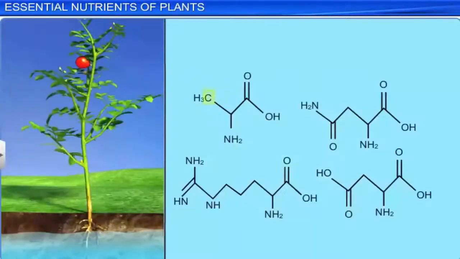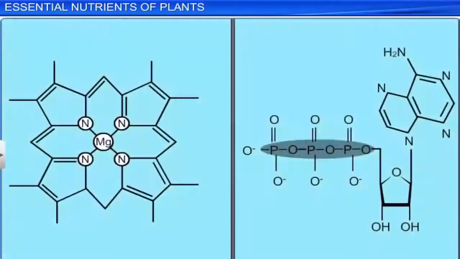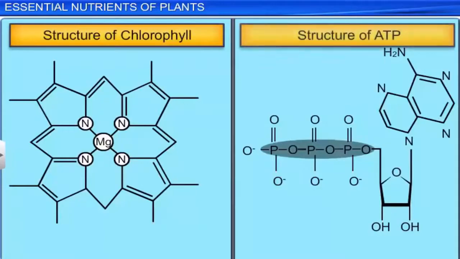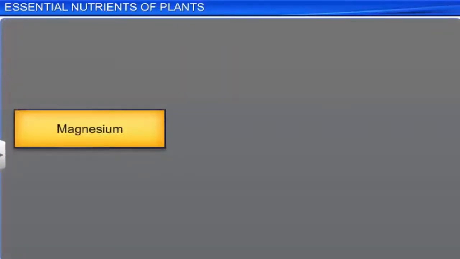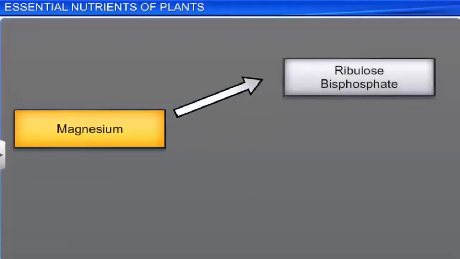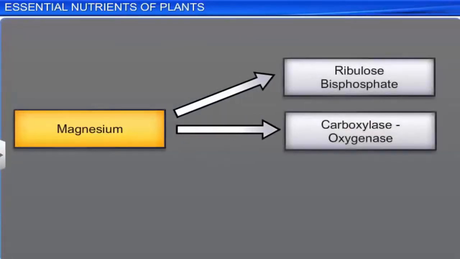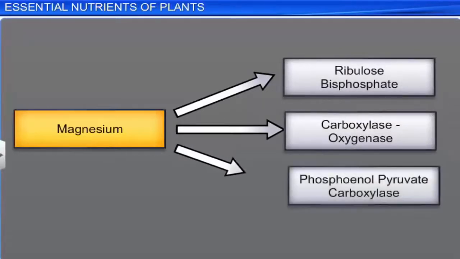Elements like carbon, hydrogen, oxygen, and nitrogen are the components of biomolecules that are essential to a plant. Elements like magnesium and phosphorus are the components of energy-releasing chemical compounds like chlorophyll and ATP. Magnesium is an activator for enzymes like ribulose biphosphate carboxylase oxygenase, and phosphoenol pyruvate carboxylase.